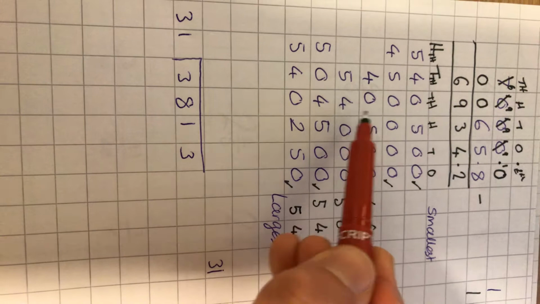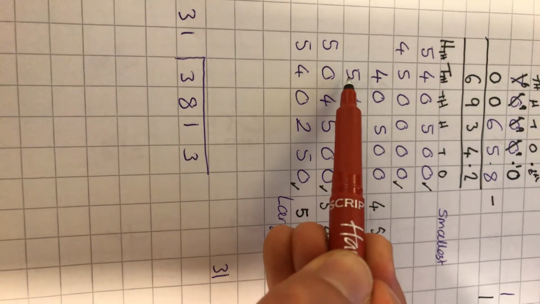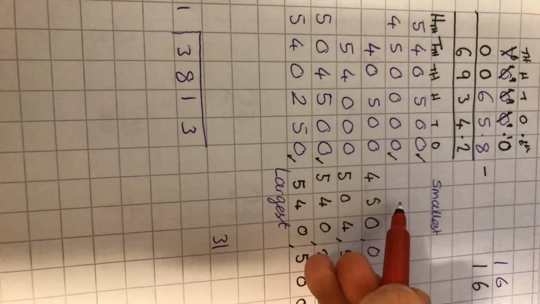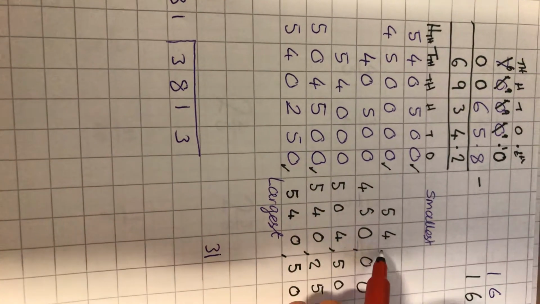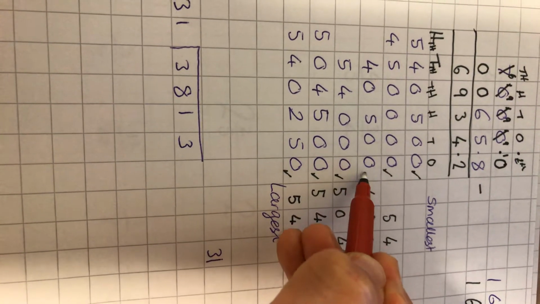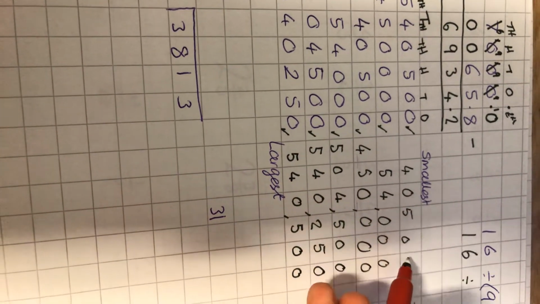Now look. I've got it between these numbers. So again, I'm looking at the most valuable column. I've got a 4, I've got a 5. So that's 5 10,000s, 50,000 in that number. So 54,000. And then the smallest number must be that one. 40,500.